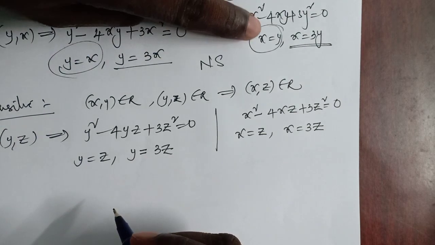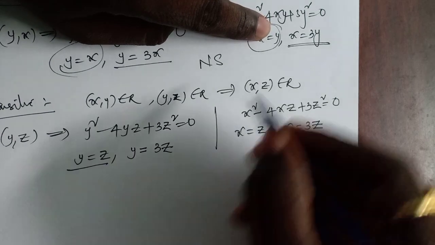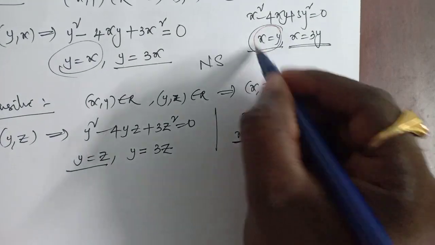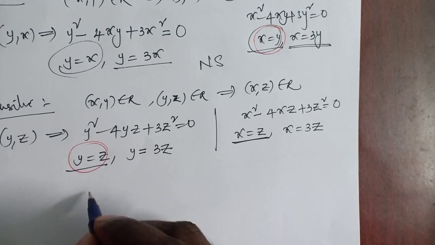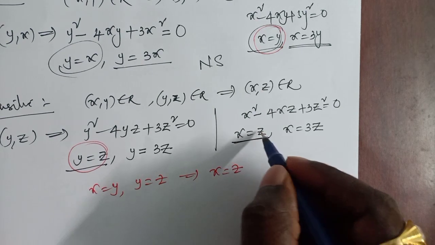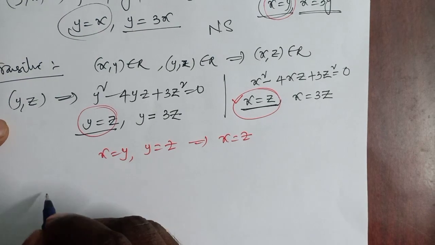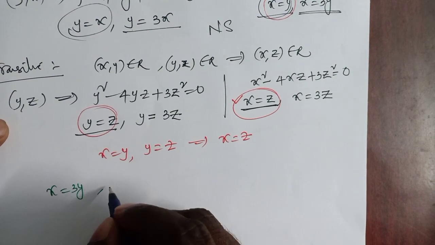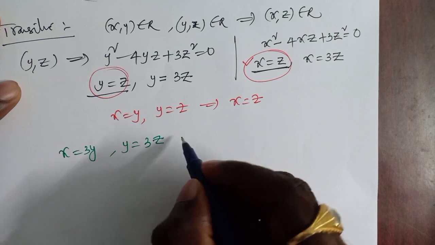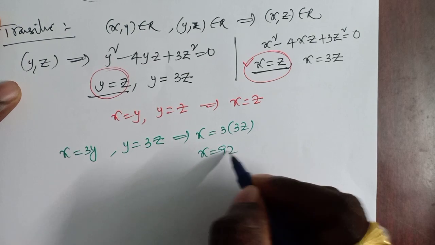Okay, now what is our original equation? x equal to y and x equal to 3y. So x equal to y, y equal to z, then x equal to z. No problem with this. So see here, x equal to y, y equal to z, which means that x equal to z. So no problem with this. But coming to the next one, so here x equal to 3y, y equal to 3z, which means that in place of y what we have is 3z. Now replace with this. So clearly x equal to 3 into 3z, which means that x equal to 9z.